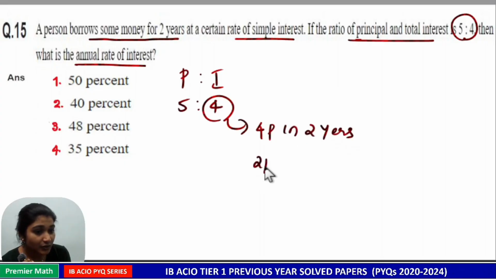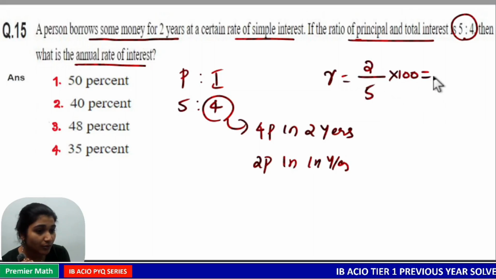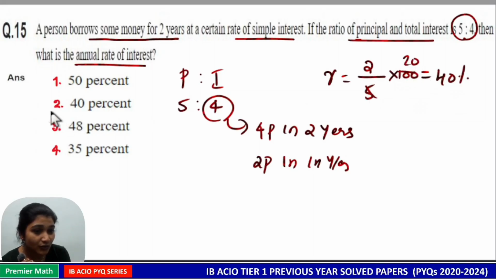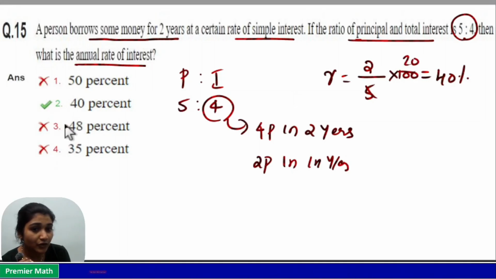Then 2 rupees is the interest generated in 1 year. So here the rate is 2 rupees generated out of this 5 rupee principal in 1 year. If you convert it into percentage, 2 by 5 is 40 percent. 5 goes 20 times in 100, 20 into 20 is 40. Option 2 is your answer. That is, 2 rupees interest generated out of 5 rupee principal in 1 year. So 40 percent.